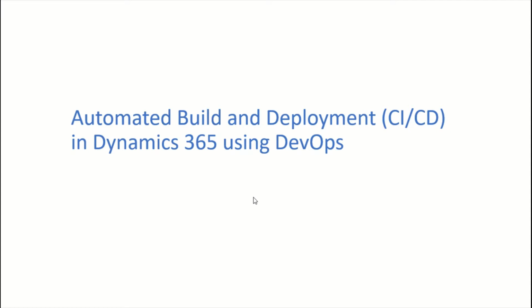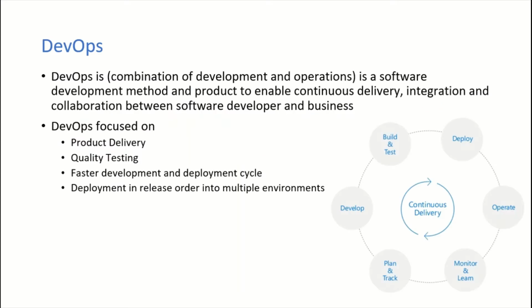In today's video, I am going to explain the automated build and deployments CI/CD process in Dynamics 365 using DevOps. I'm starting with DevOps, which is a continuous deployment process. It is a combination of deployment and operations, which helps to integrate the software development process and the deployment process. It helps with continuous delivery, integration, and collaboration between software developers and the business.